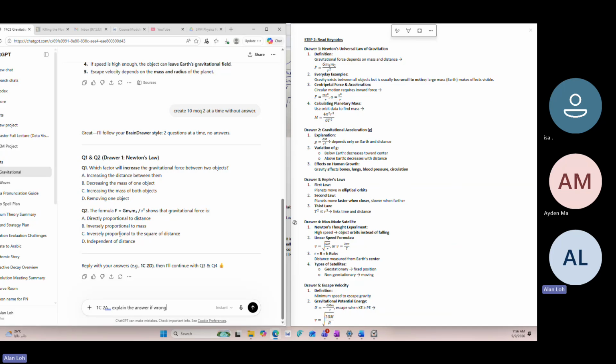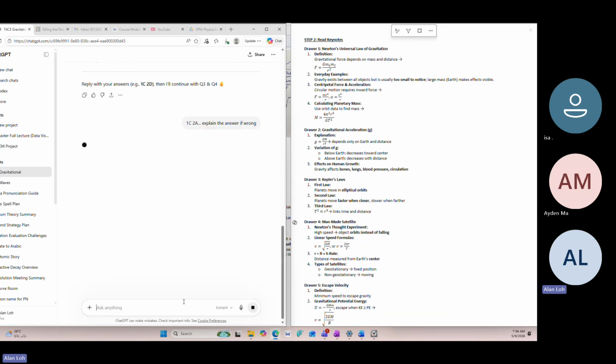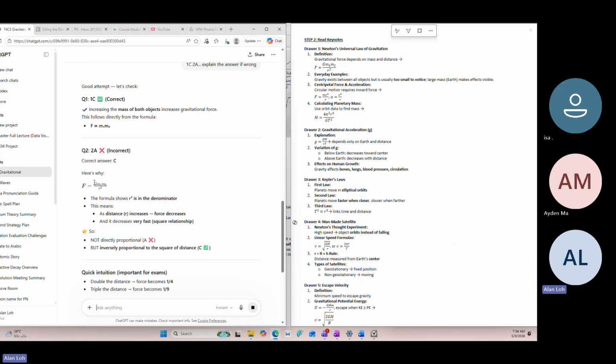because it is inversely proportional to the square of the distance. Remember this formula? Directly proportional to the distance is not, because directly proportional means if the distance is increasing, the force is increasing. But the fact is, if the distance increases, the force decreases. Right? So let's try A and ask GPT to provide us the right answer. Right? So what is the right answer?